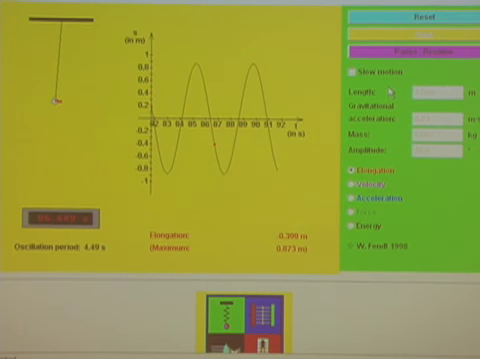Now my question is, if we know the length, the gravitational acceleration, the mass, and the initial amplitude, how do we calculate the oscillation period of such a pendulum? So I know this is a relatively difficult question, so I'll give you a few minutes to think about it with your neighbor, and then we'll come back to it in a second. I'll see you guys soon.